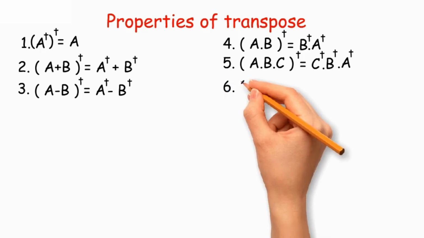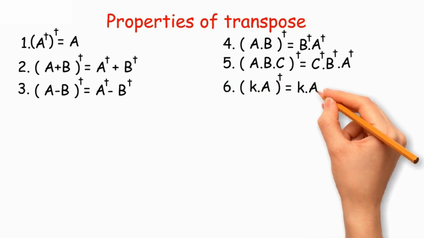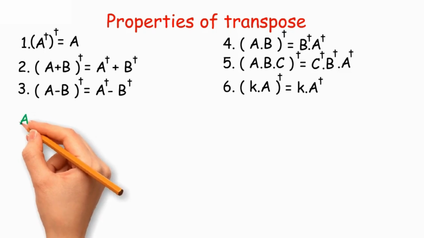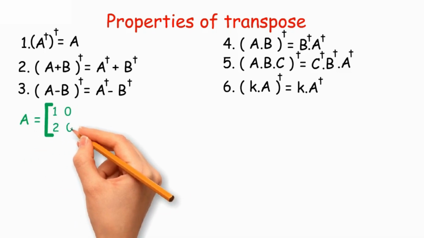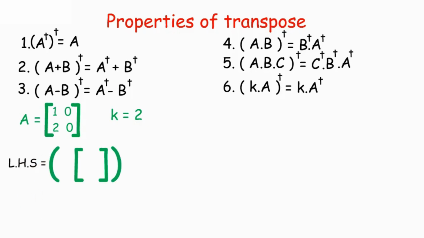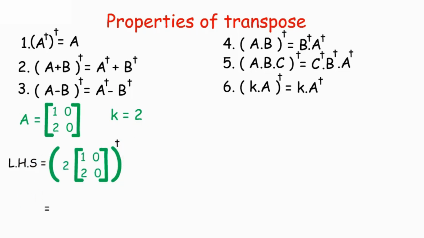The last property says that K into A whole transpose is equal to K into A transpose. Here K is a constant number, not a matrix. Let's have an example. Matrix A is equal to 1, 0, 2, 0 and K is equal to 2. The left hand side says 2 into matrix A whole transpose. Just multiply 2 with every element, we get 2, 0, 4, 0, and after taking transpose it becomes this.